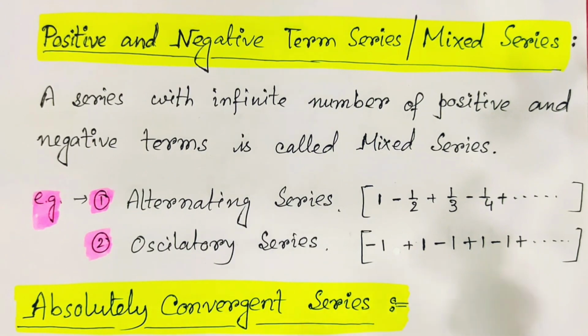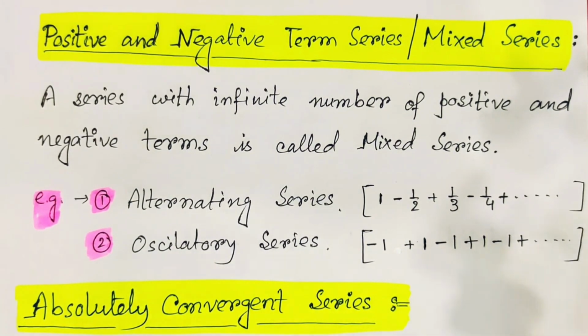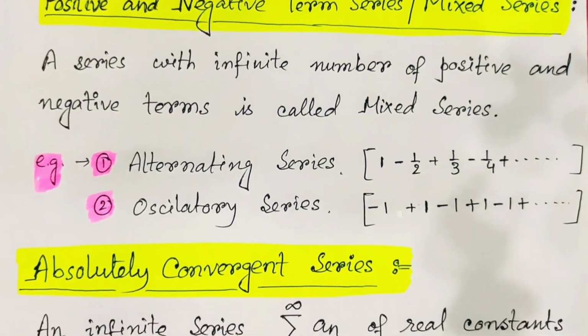If we have alternating positive and negative terms, then what to do, we know from our previous video, the alternating series video. There we came to know how to verify the nature of such kind of series. But if you have a mixed series, then we have two types of things available. One is absolutely convergent, another one is conditionally convergent. Now we should come to know what is an absolutely convergent series.